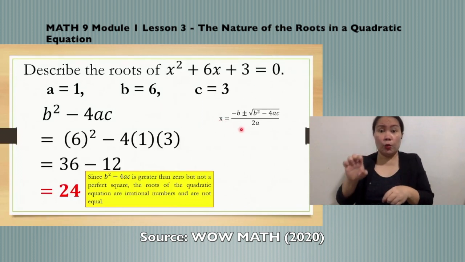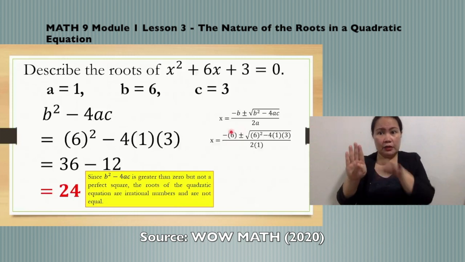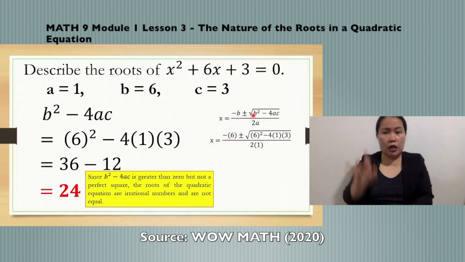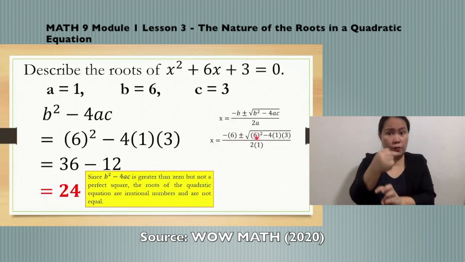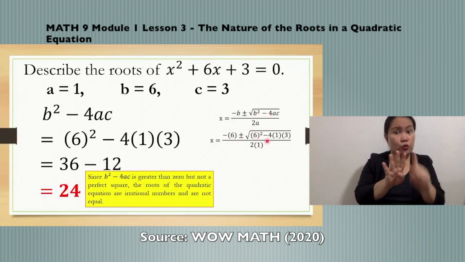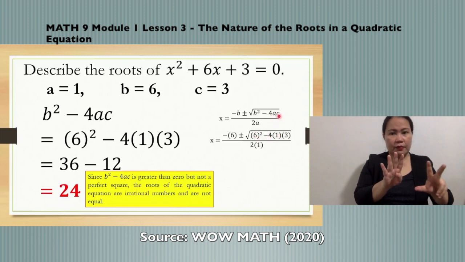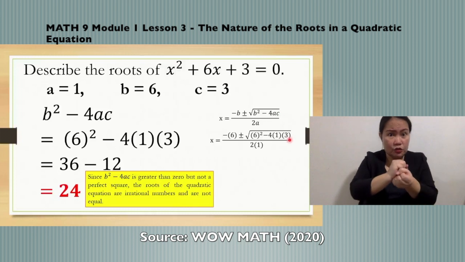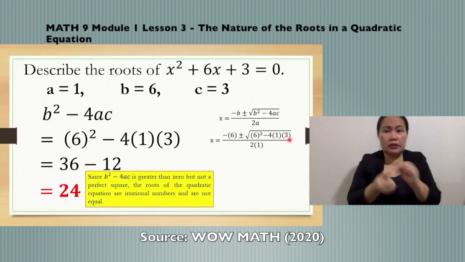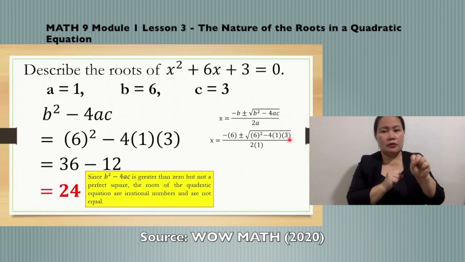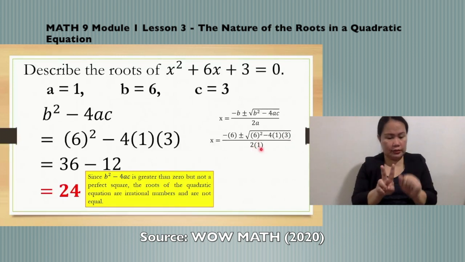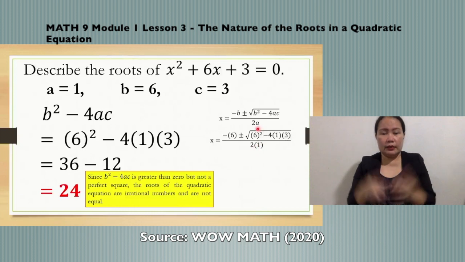So again, let us substitute the values of a, b, and c. So we will have negative b, so our b is 6. And then the square root of b squared, so 6 squared minus 4, our a is 1, c is 3. So wala namang mahirap sa pagsasubstitute, no? Actually, ang ginagawa lang natin, puro substitution lang. Okay? All over 2 times 1 since this is a. So our a is 1.